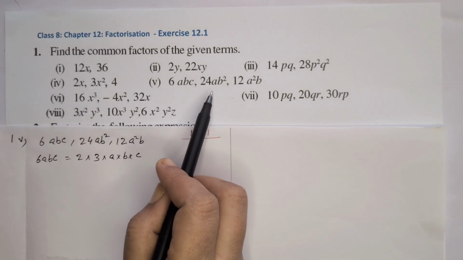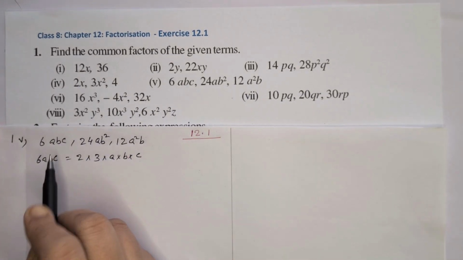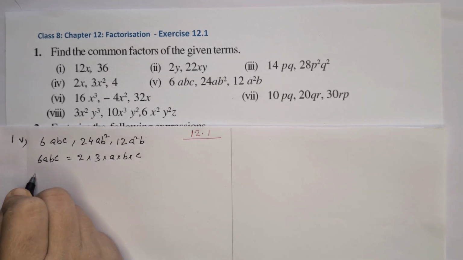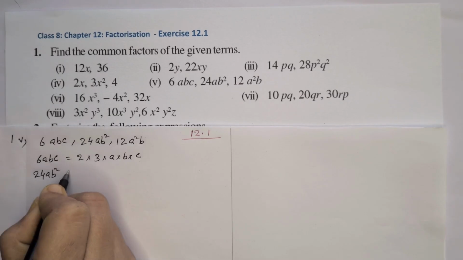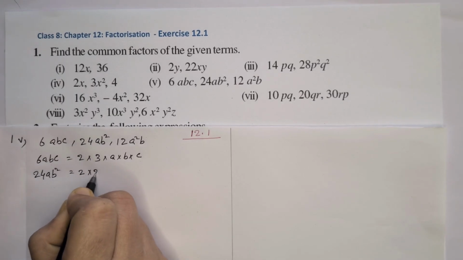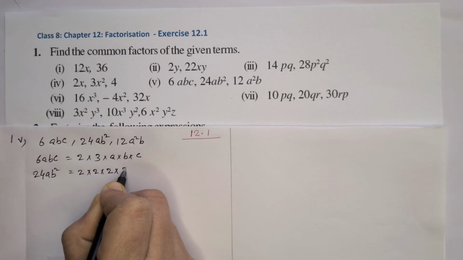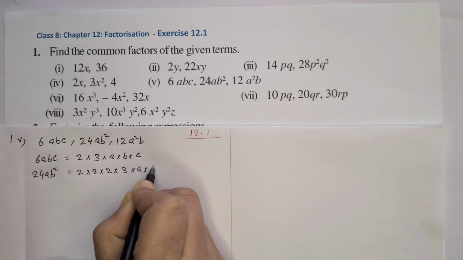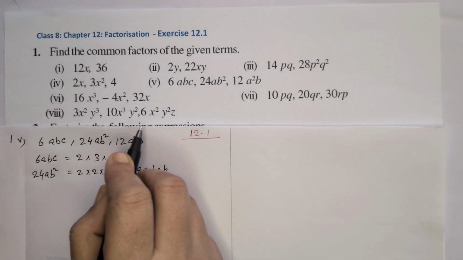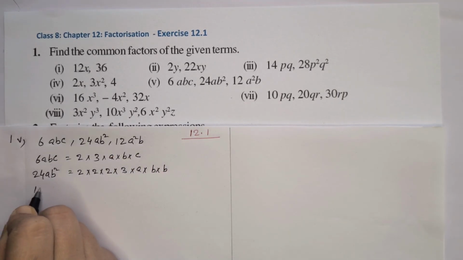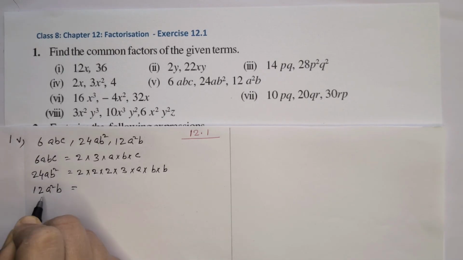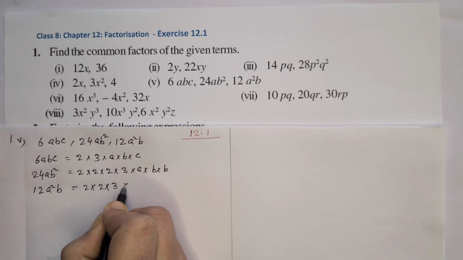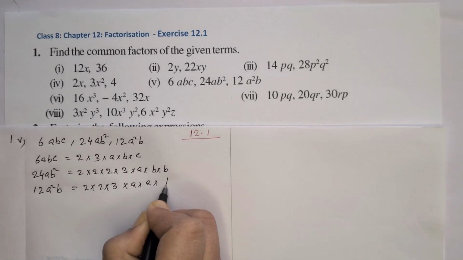Fifth one, 6abc, 24ab square, 12a square b. 6abc, we can write 6 as 2 into 3, then abc. 24ab square, 24 we can write as 2 into 2 into 2 into 3, then ab square, a into b, b. And then 12a square b. 12 we can write as 2 into 2, that is 4, 4 into 3, a square as a into a, then b.